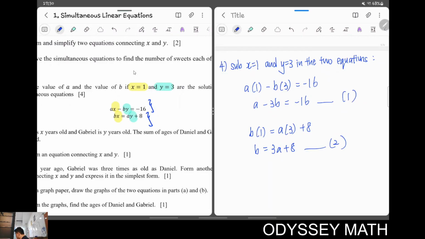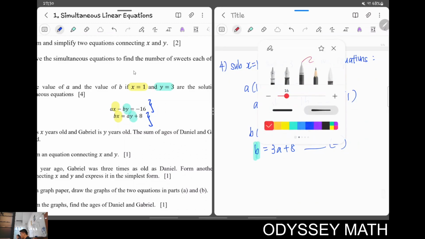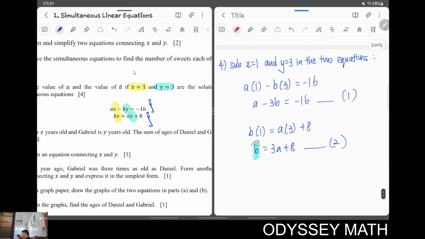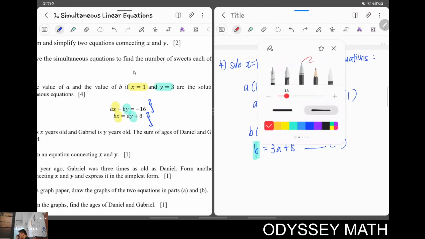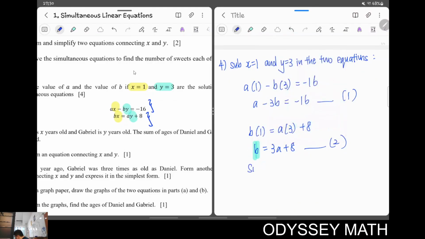So now, take a look here. Hey, equation 2, b is already the subject. Okay, one of the variable is already the subject. Now I want to just emphasize this. When I say it is the subject, means the coefficient of that variable is 1. So now we just say that sub 2 in 1.